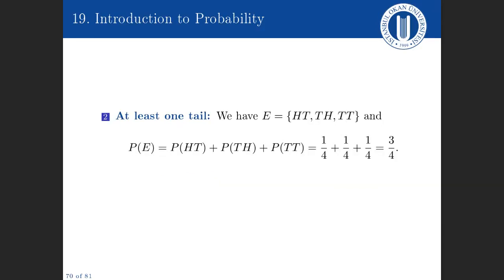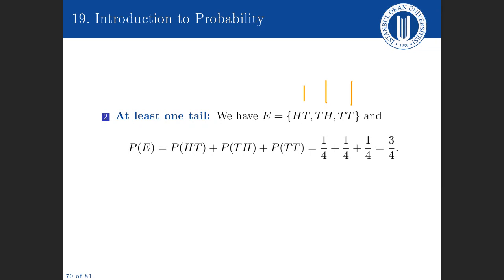How could we get at least one tail? Heads, tails has at least one tail. Tails, heads has one tail. And tails, tails has two tails. Two is bigger than one.